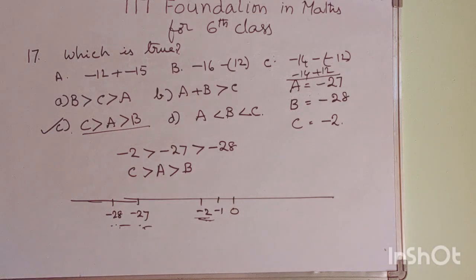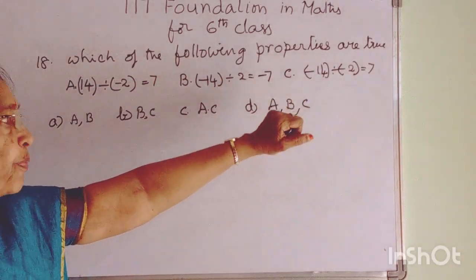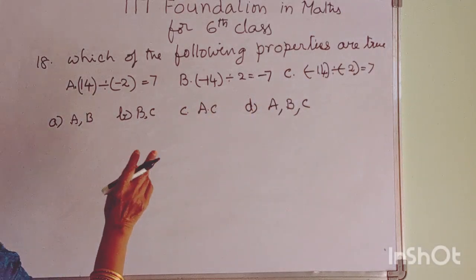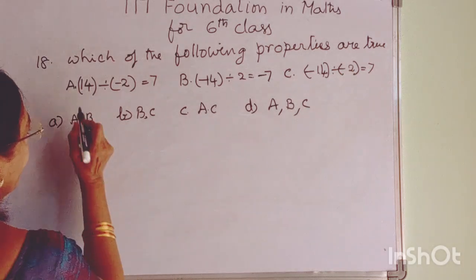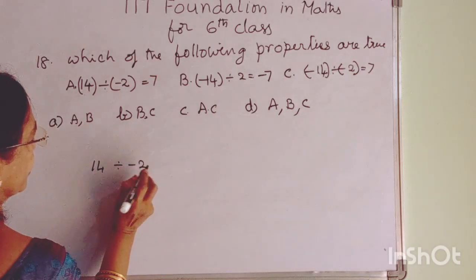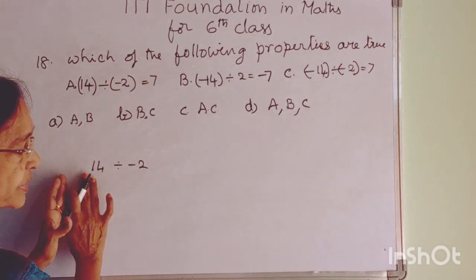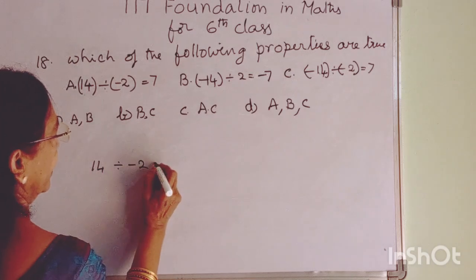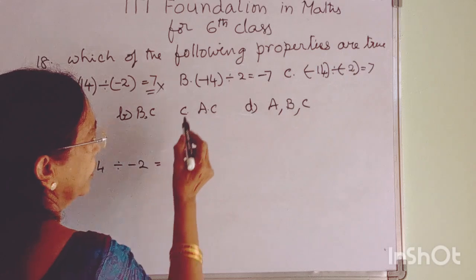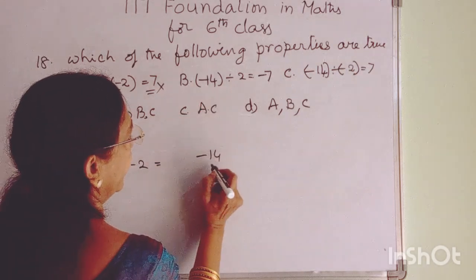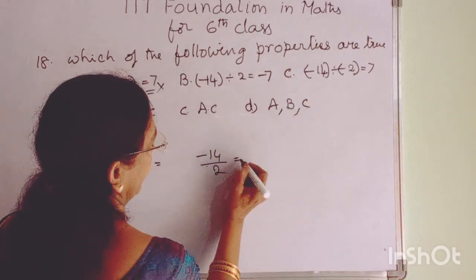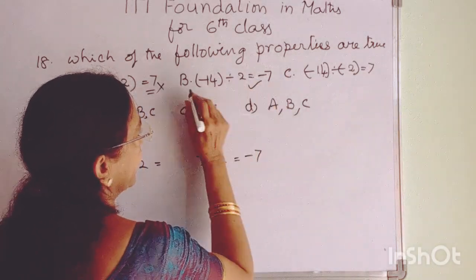This statement is true. Next problem is, which of the following properties are true? There are three properties given and four options given. First one is 14 divided by minus 2. A positive integer is divided by a negative integer. We get a negative number, but it says positive. Therefore, this is wrong. Minus 14 divided by 2. A negative integer divided by a positive integer is negative. So this is correct. This statement B is correct.